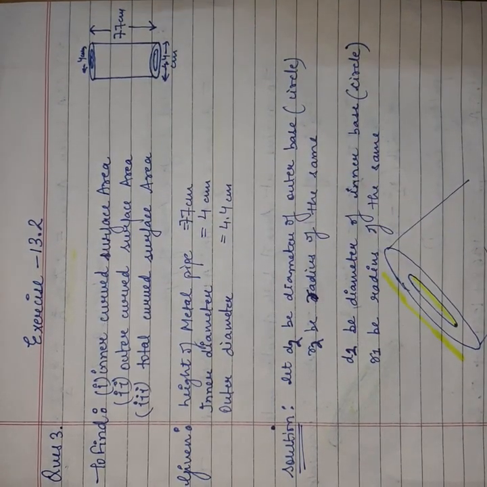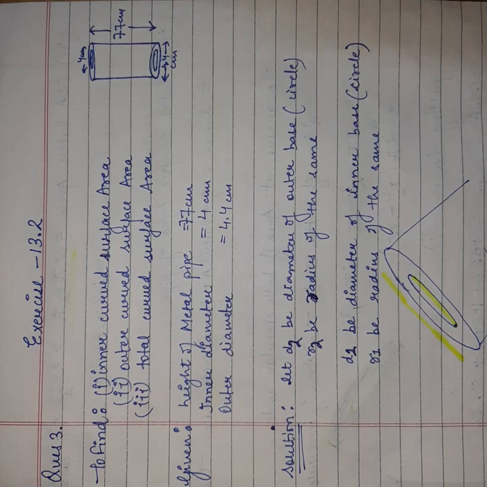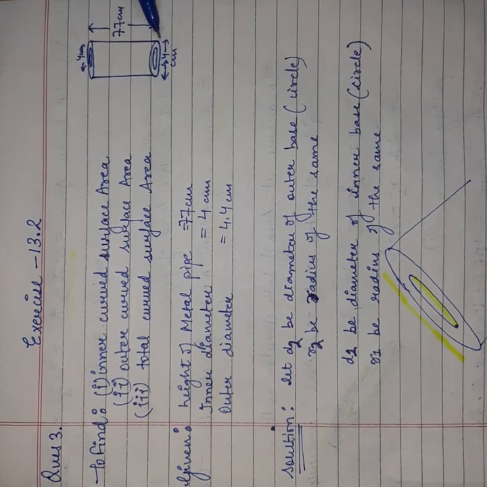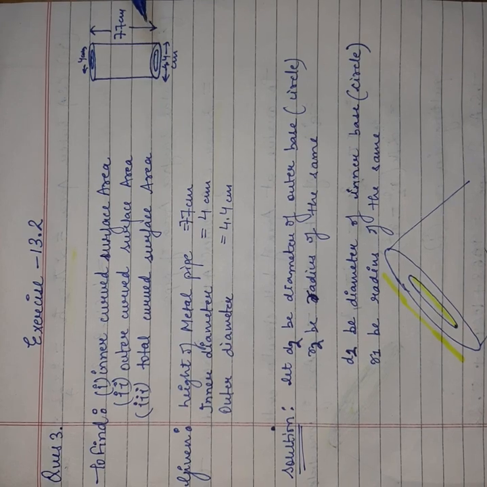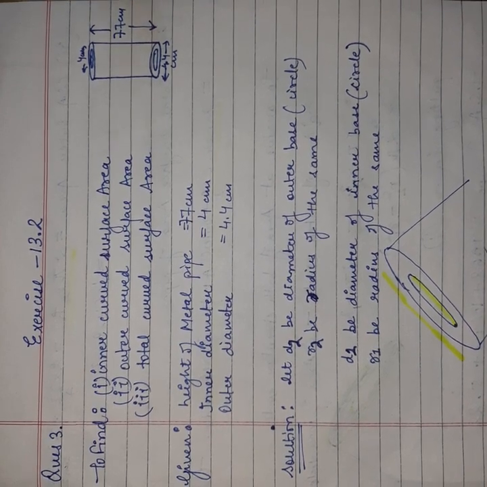Today we are going to discuss question number 3 of exercise 13.2. Question number 3 says a metal pipe is 77 centimeters long. The length of the metal pipe is 77 centimeters and the inner diameter of the cross section is 4 centimeters.